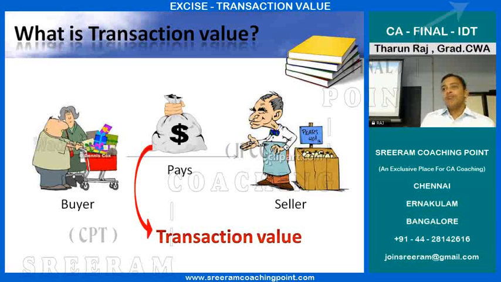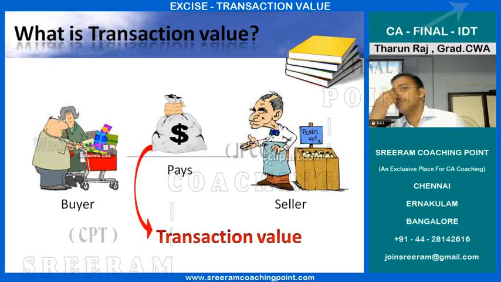On making a sale, the buyer will pay some amount to the seller. Take that amount as the transaction value. This is the base for transaction value. Clear? And of course, there are some inclusions and exclusions that we will see later, but I am telling you just this is the base. Now, have you got any doubt?